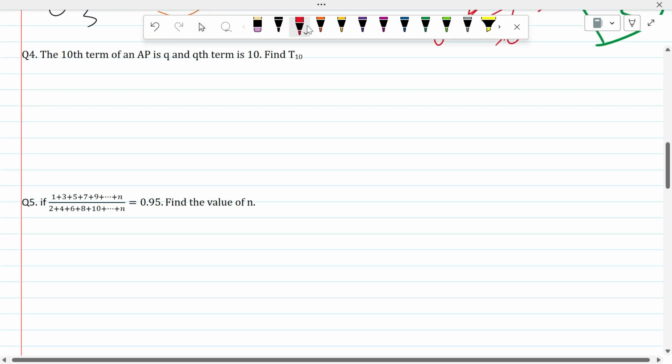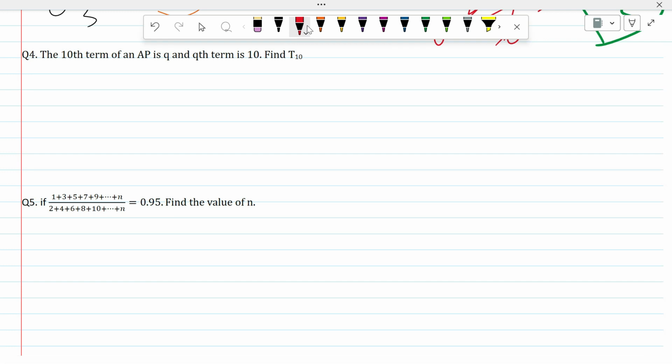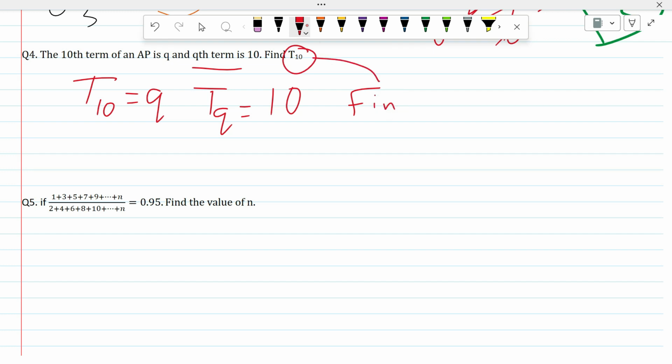Pretty simple plus tricky question. Okay, now what we have been given: the time term of an AP, let's say T10 is q, and Tq term of the AP is 10. Find, sorry, I have written this incorrectly. It is actually find T10 plus q.